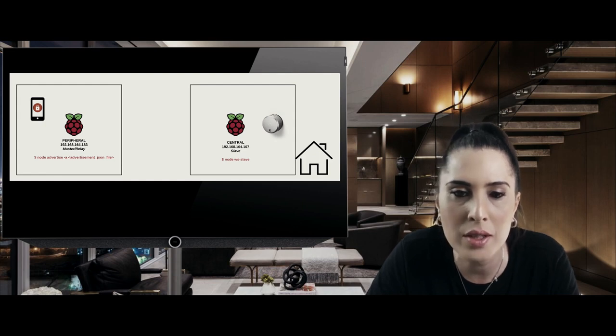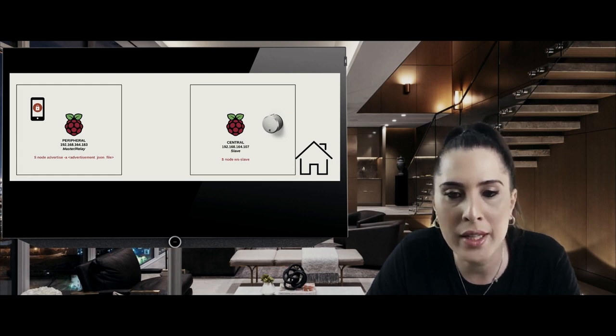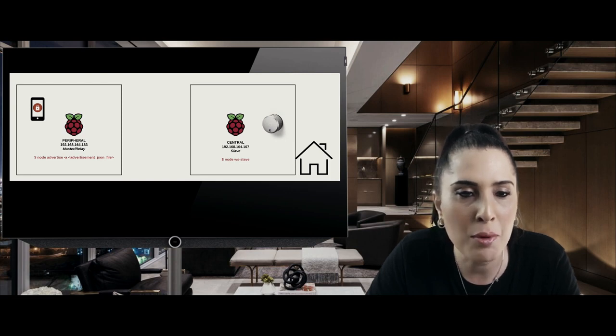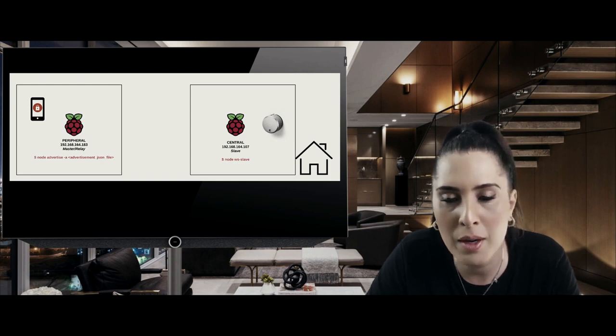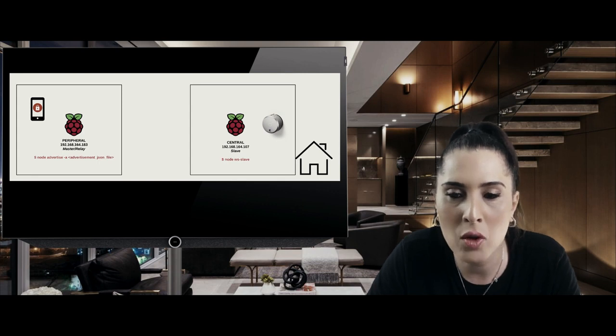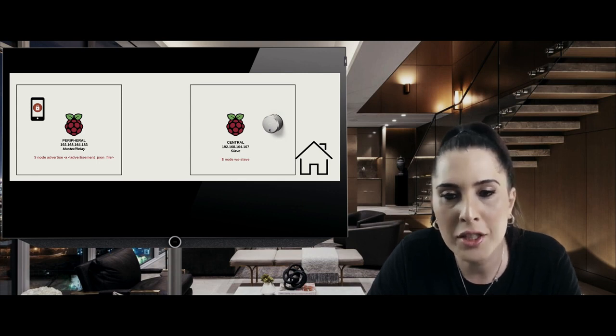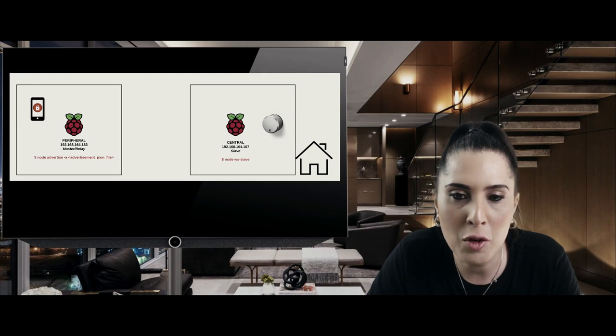So if this were a house and a front door with the August Lock Pro installed on the front door, the central Pi would be the Raspberry Pi that's going to be sitting next to the lock. And the peripheral Pi, if you remember from my use case where we were going to follow the owner to a Starbucks, the peripheral Pi is where we would actually take that Raspberry Pi and put it next to the cell phone with the August Lock app installed on it.